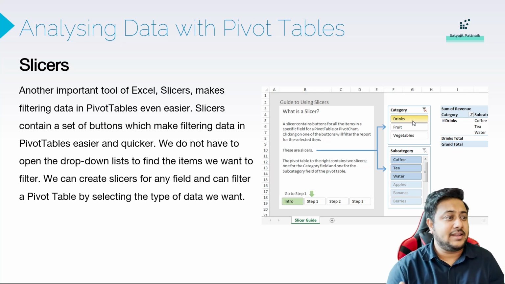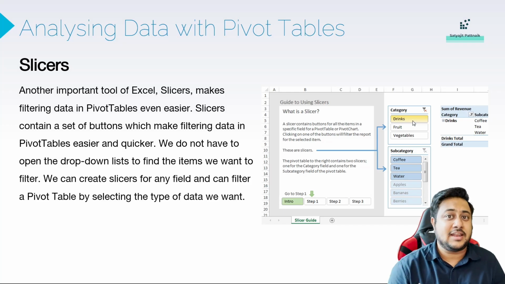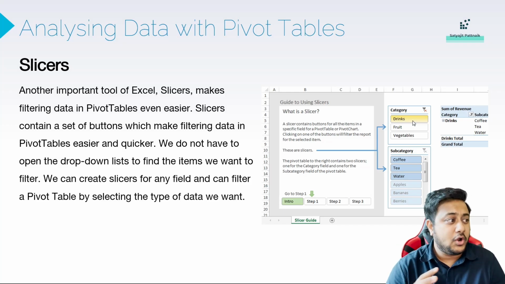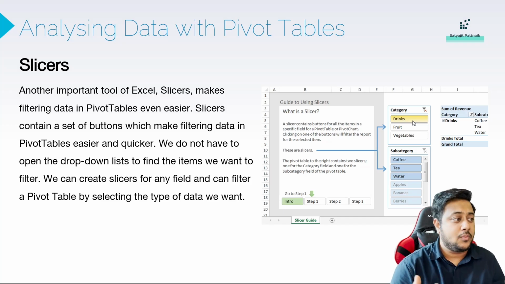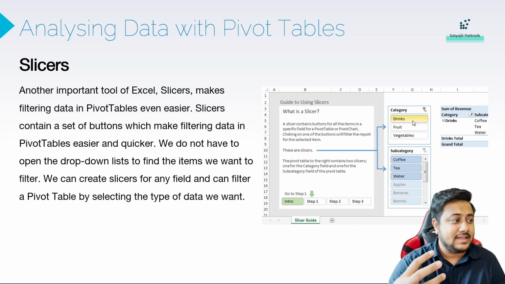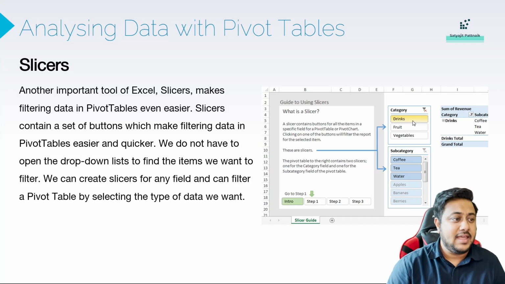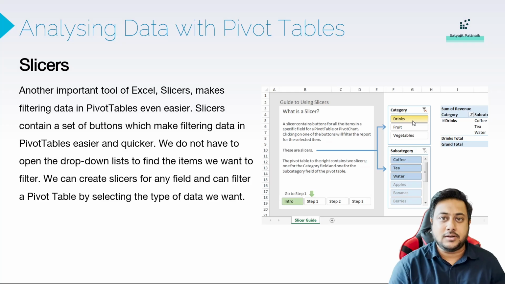which make filtering data in pivot tables easier and quicker. We do not have to open the drop down lists to find the items we want to filter. We can create slicers for any field and can filter a pivot table by selecting the type of data we want.